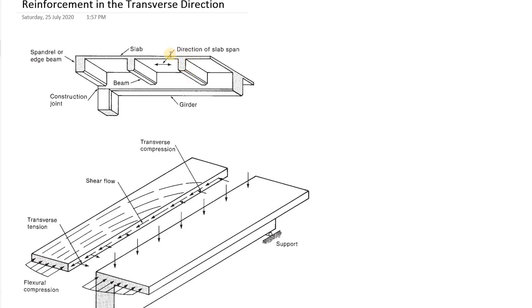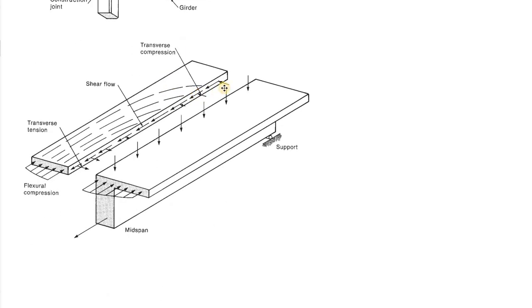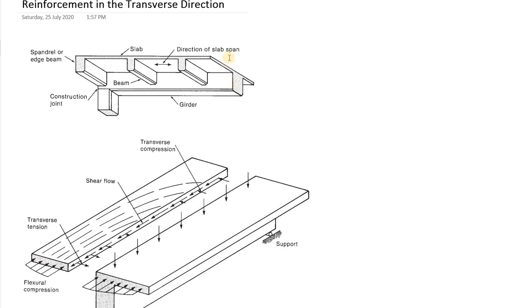If you consider this direction, the transverse direction, any loading applied directly over this flange part of the beam will cause negative bending moment at this location. Similarly, if you consider this girder, the load applied over this flange will be acting somewhat like a cantilever, not exactly a cantilever, but you see this flange is being supported by the web, so this is a kind of support for the flange, and any load applied on this will be trying to produce negative bending moment at this interface of flange and the web.